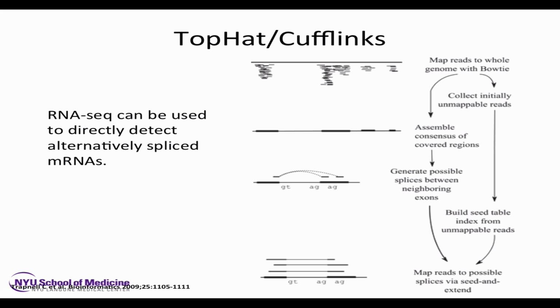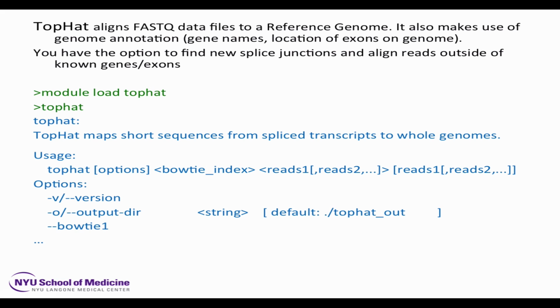So before you can launch TopHat, you have to launch Bowtie. And for various reasons that I don't understand, it's not possible to just let TopHat launch Bowtie all by itself. So you have to first module load Bowtie, and then module load TopHat, and then run TopHat. And you have to do that in your script like this.